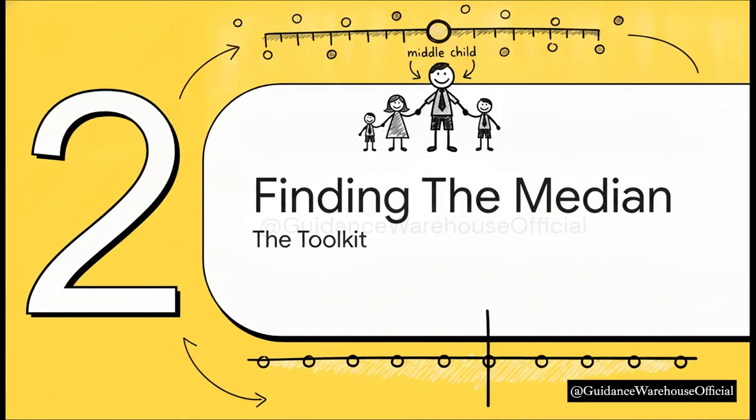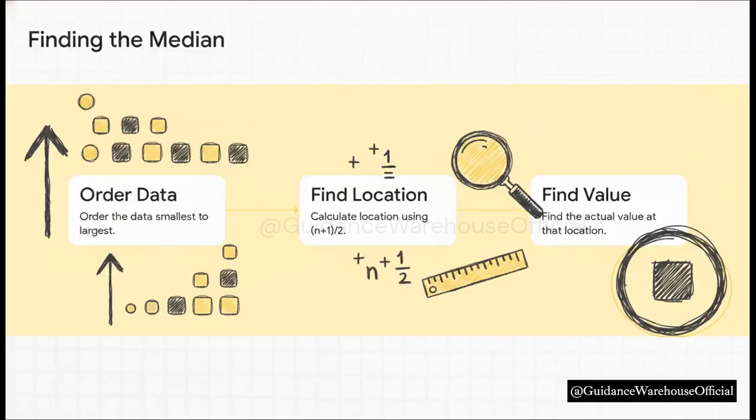Section 2, the toolkit, finding the median. Okay, now that we've got the mean down, let's add the second tool to our belt, the median. I like to think of the median as the middle child of your data. It's the number that cuts your data line exactly in half. Finding it requires a little bit of procedure, so let's walk through it together.